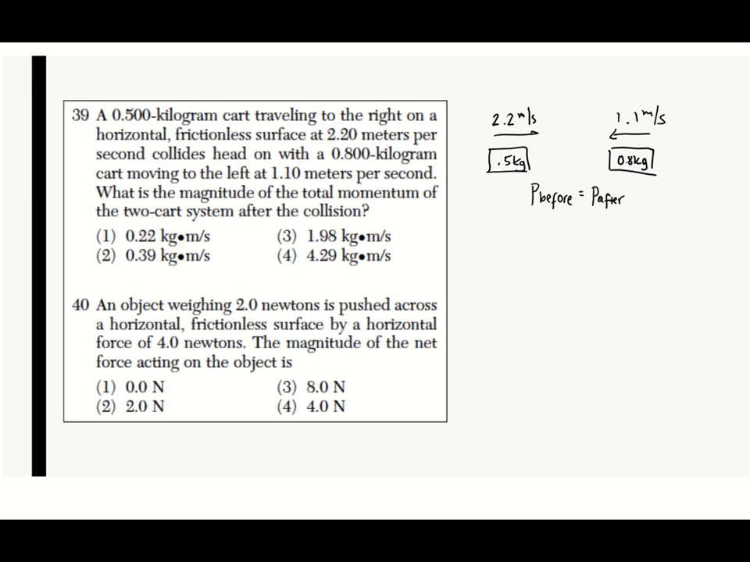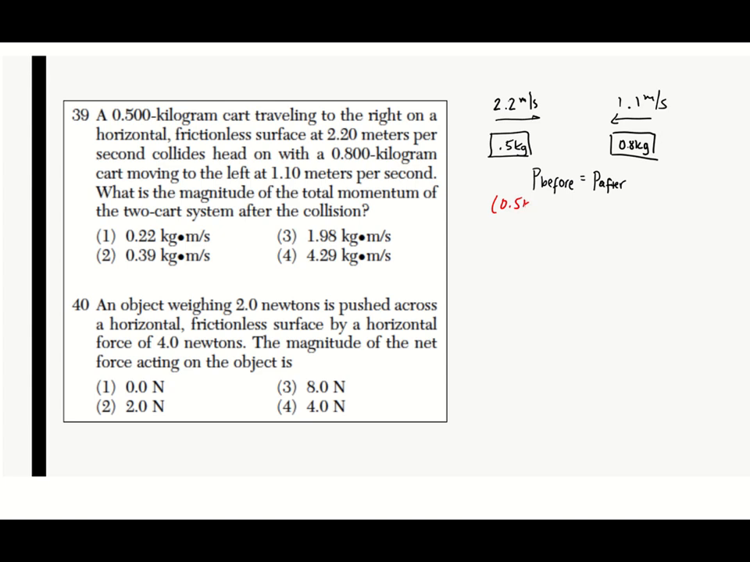Okay, I'm ready. So 0.5 kilograms times 2.2 meters per second minus 0.8 kilograms times 1.1 meters per second. That's our total. And you get 0.22 kilograms meters per second. And the reason we have to subtract them is because they're coming in opposite directions. If they followed the same direction, then we would add them. And we get choice 1, because momentum is a vector.